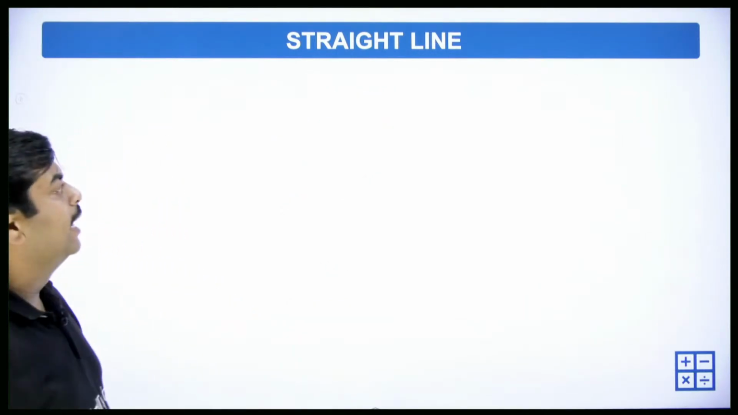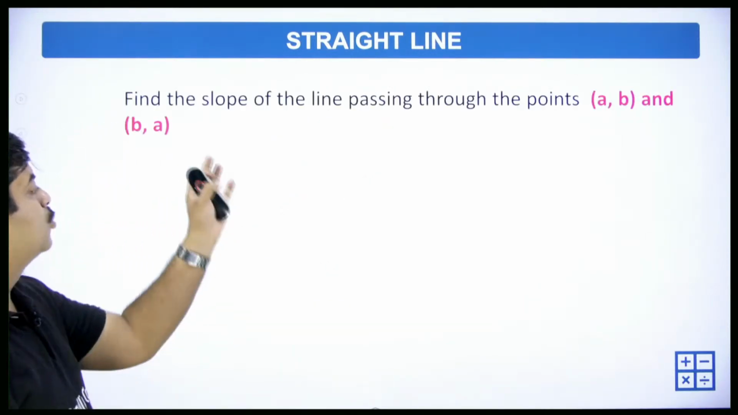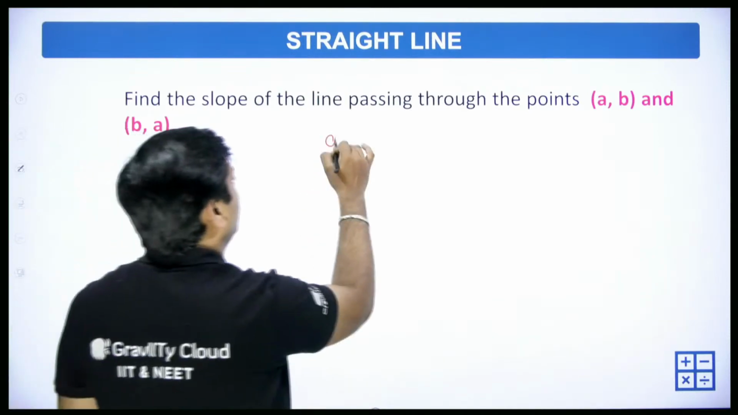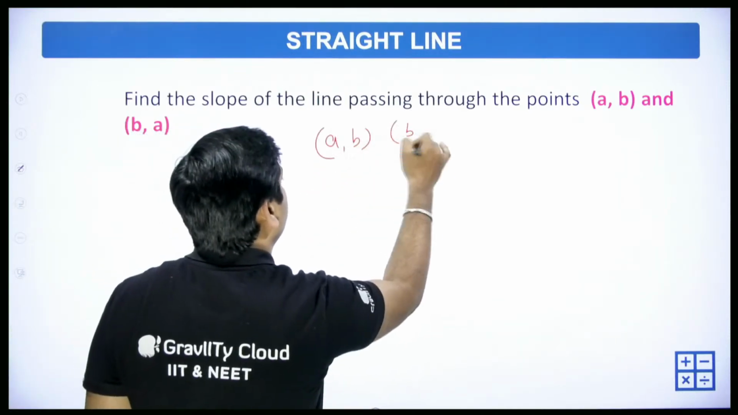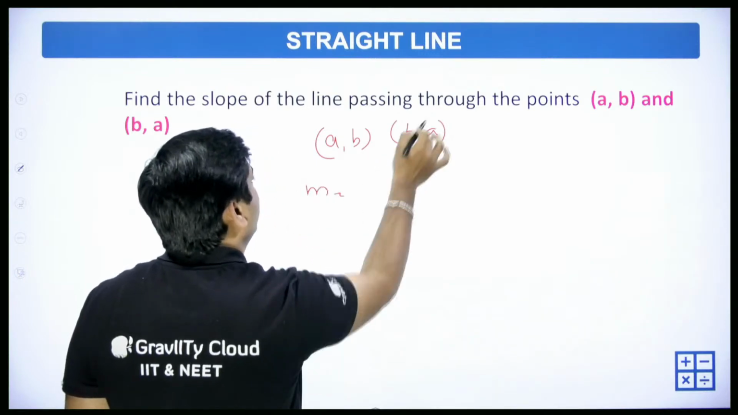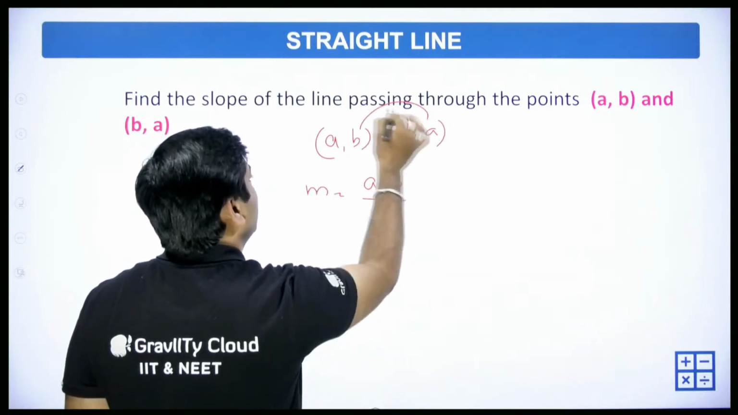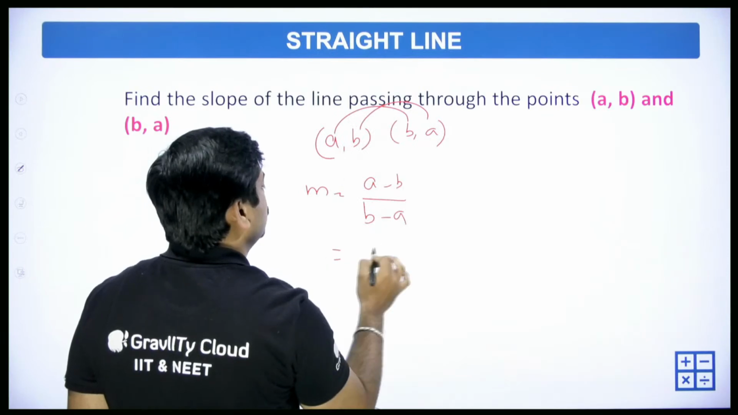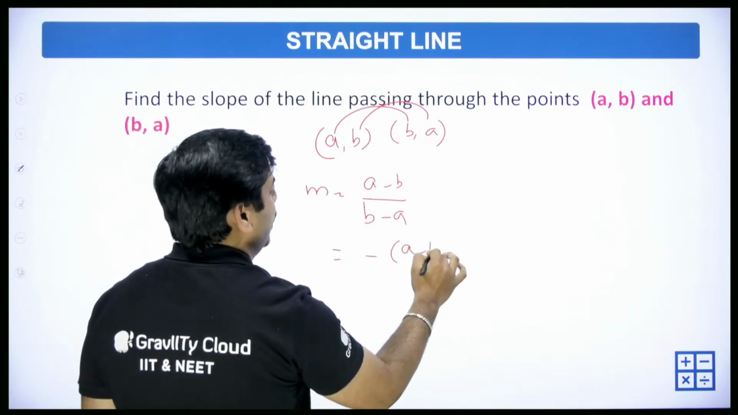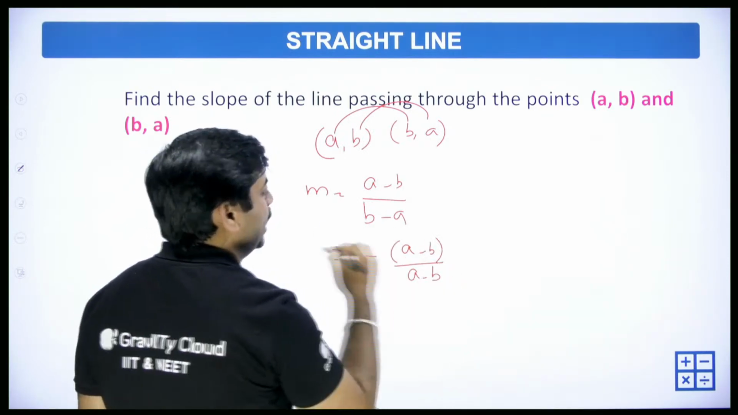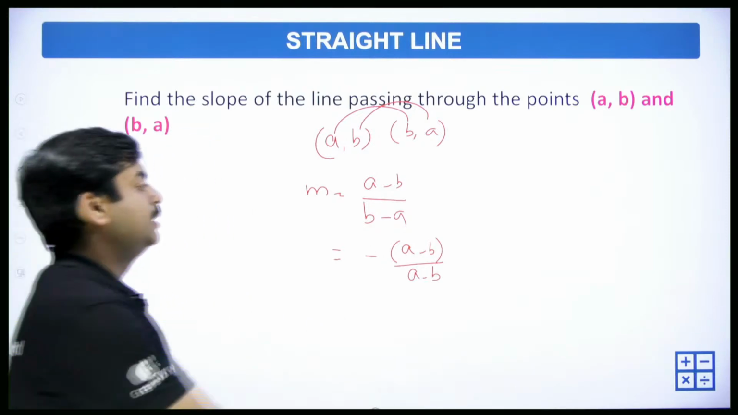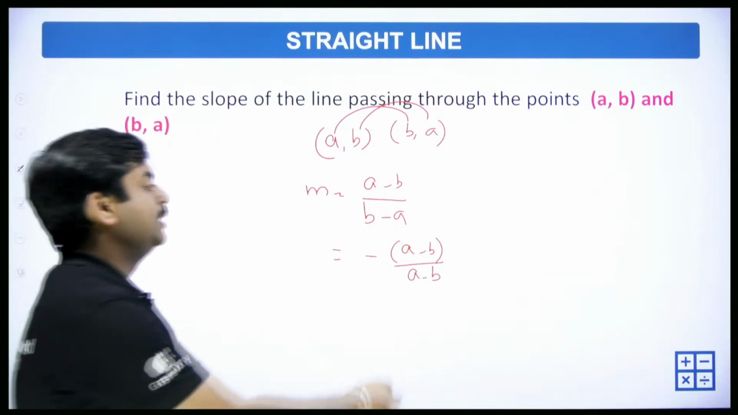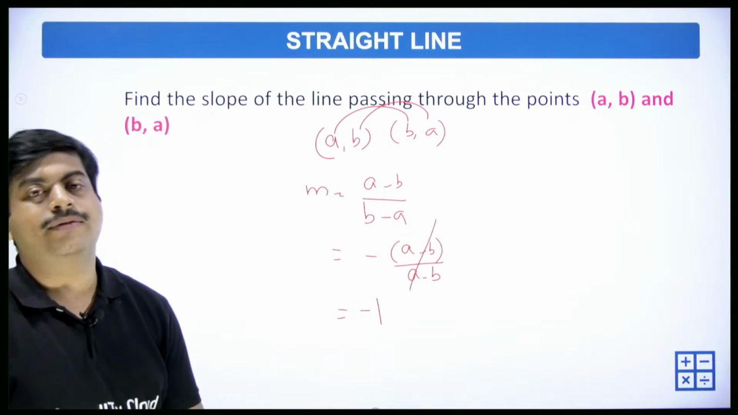Moving ahead, find the slope of the line joining (a, b) and (b, a). So one point is (a, b), the other point is (b, a). The slope is (y2 − y1)/(x2 − x1) = (a − b)/(b − a). If you take a negative common, (a − b)/(a − b) with the negative gives −1. I will leave this to you.